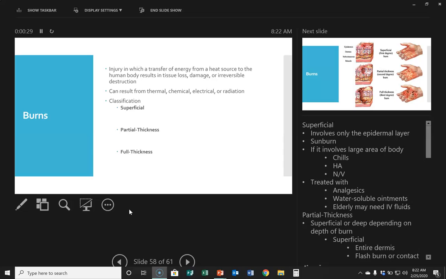Burns are categorized in 3 different ways. You've heard first degree, second degree, third degree. Well, this is kind of the same thing. Superficial is going to be your first degree, partial thickness is second degree, and full thickness is going to be your third degree.